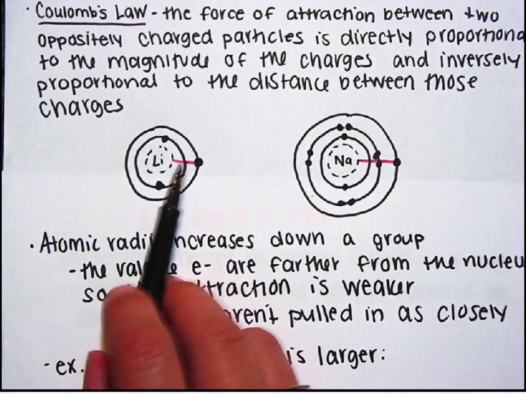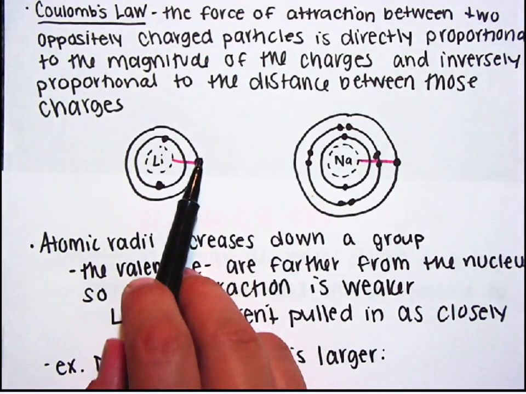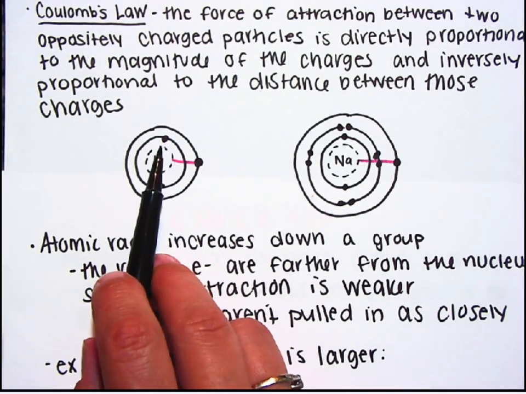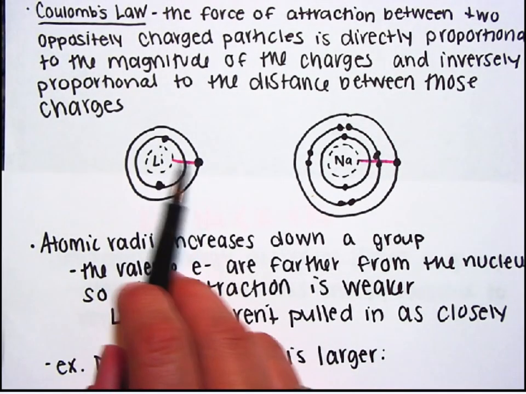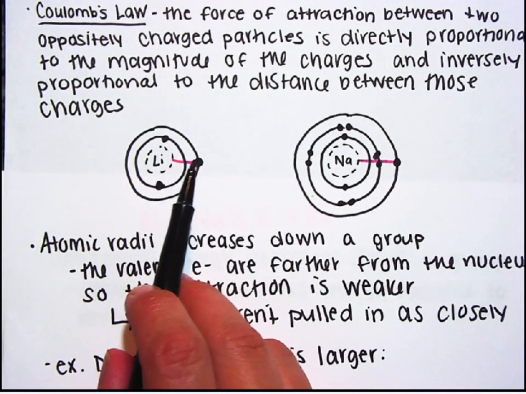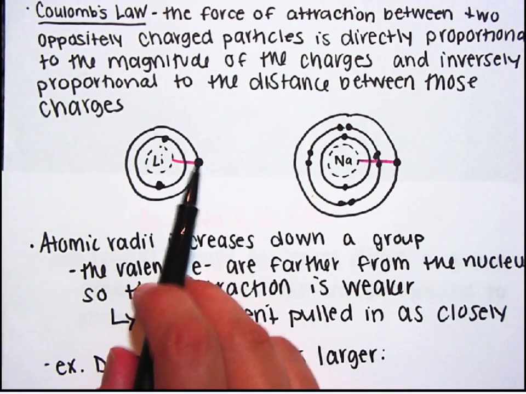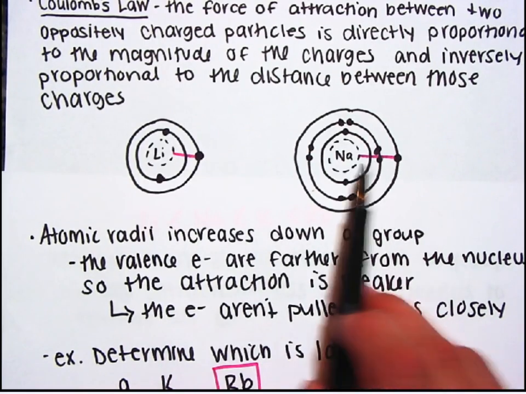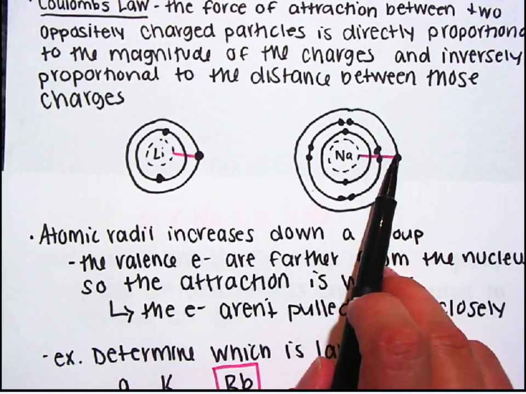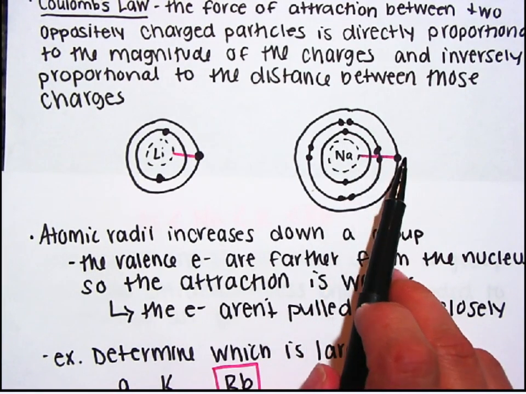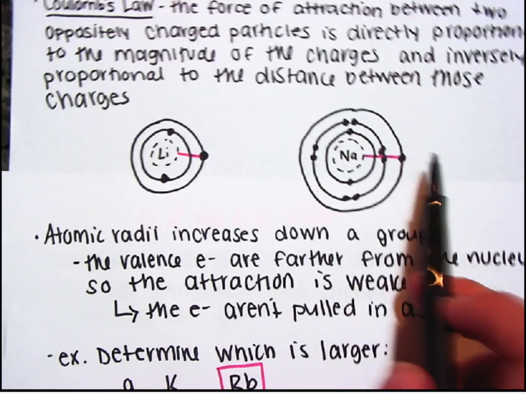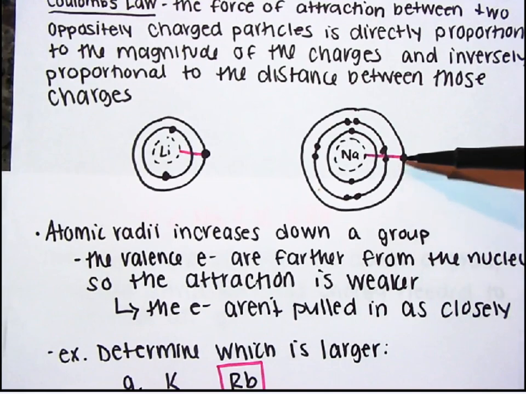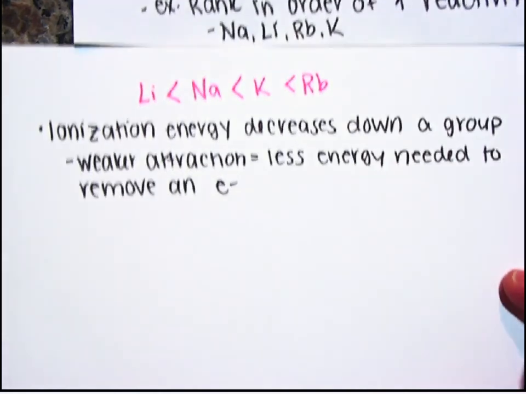So in the case of lithium, that electron that's negatively charged is pretty close, relatively, to our positively charged nucleus. So that attraction is going to be pretty strong, which means it's going to take a lot of energy to remove that electron. That attraction is going to be weaker in sodium because the distance increases. If the attraction is weaker, it's easier to lose that electron. So ionization energy is the energy it takes to remove an electron. The weaker the attraction, the easier it is to remove that electron.